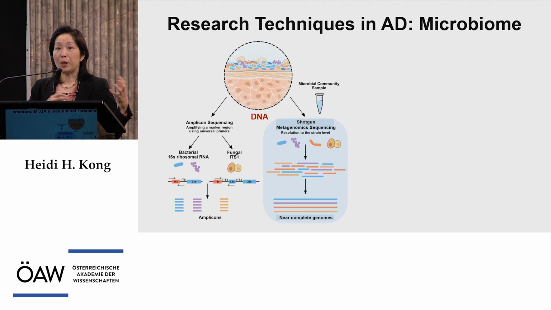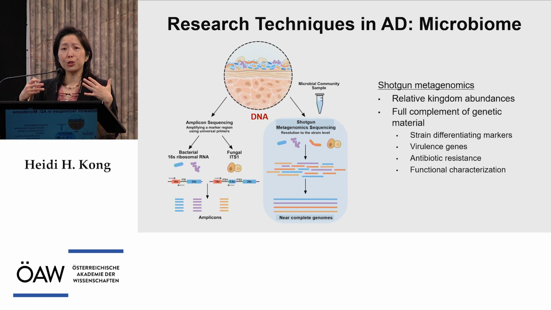So that's well and good, but what happens if you want to look at viruses, or you want to look at all of the microbes together? That's where you would want shotgun metagenomic sequencing. It allows you to look at relative kingdom abundances: bacteria, fungi, viruses. You get some human DNA in there because you can't really take these samples without some keratinocytes. It allows you to not only identify what is there, but also go beyond the species level. You can get strain-differentiating markers, virulence genes, antibiotic resistance genes, and get a sense of the functional characterization of the community there. So that is the difference.